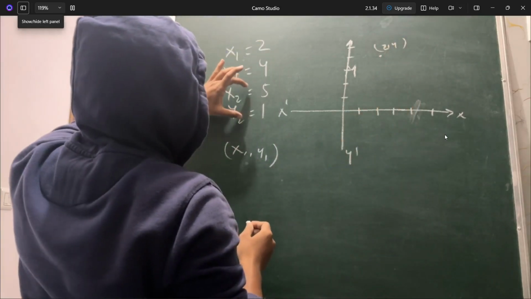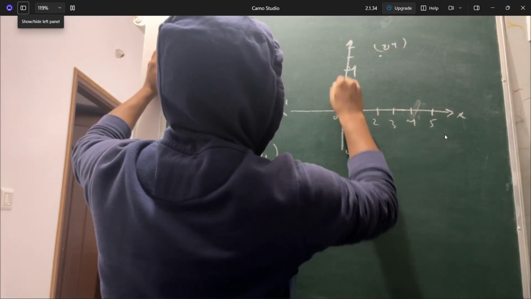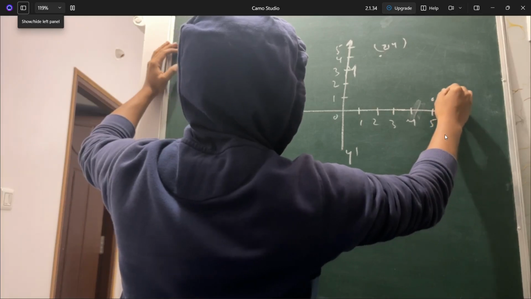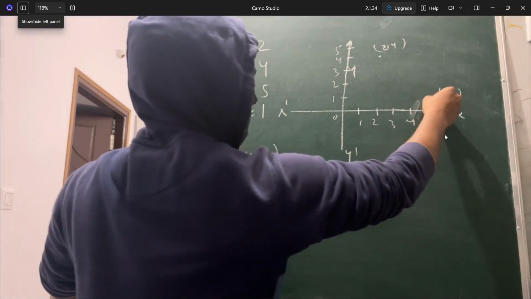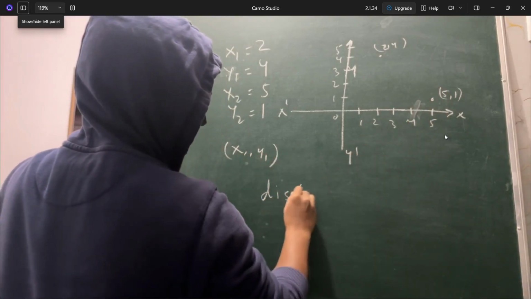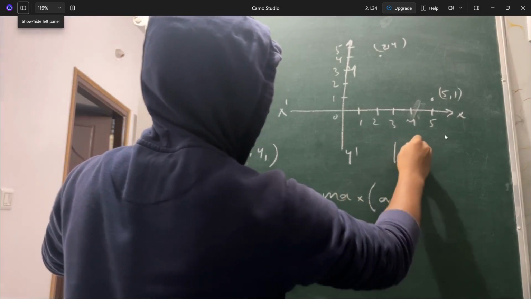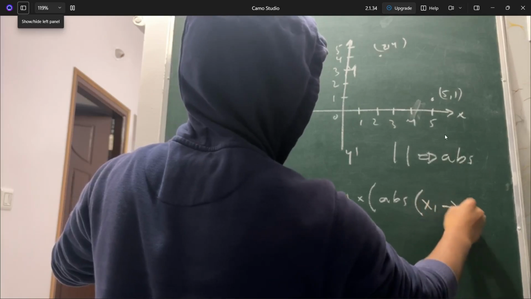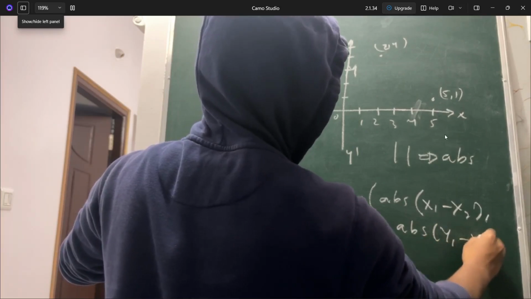And the second point is at 5 comma 1. So the second point is here at 5 comma 1. In the question what they have said is you will have to find this distance, and this distance is defined as max of absolute value. This modulus in programming you write as abs, absolute value of x1 minus x2 comma absolute value of y1 minus y2.